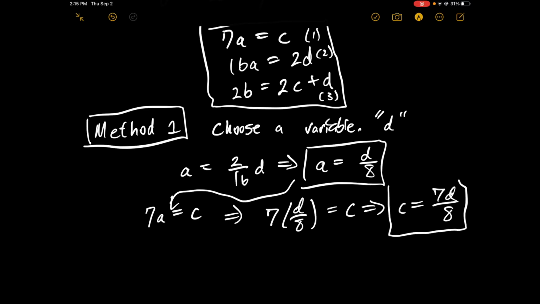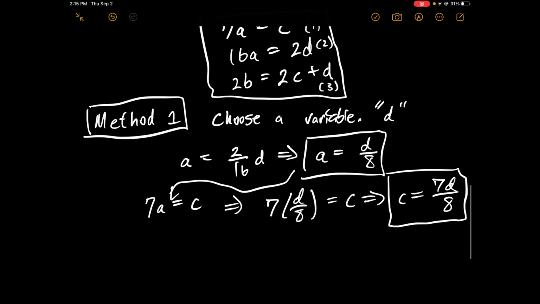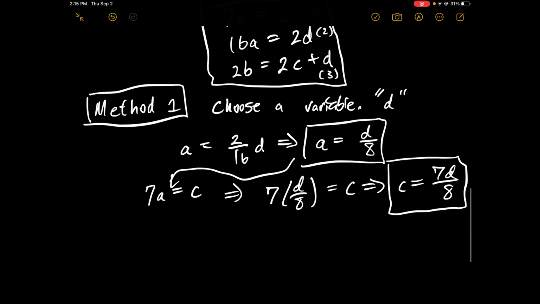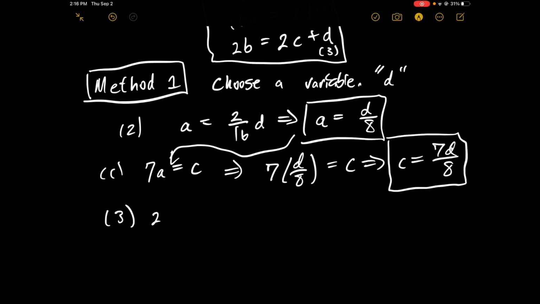Nice, now we got our second equation, where C is in terms of D again. And now all that's left is that we just solve for the last equation. So let me write this here. This is from equation 2, this is from equation 1, and now we're down to equation 3, where 2B equals 2C plus D. We don't know what B is, but we do know C.